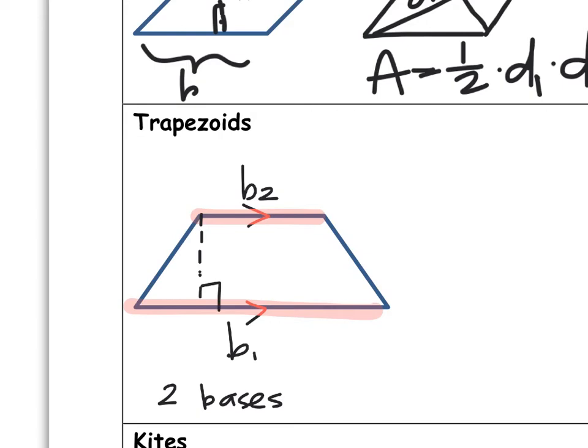So the 2 bases, if you connect them perpendicularly, right angle, this is your height. And you can draw this height anywhere. It can be here or here or here, but it's helpful to put it on one of these corners because then you make a right triangle.